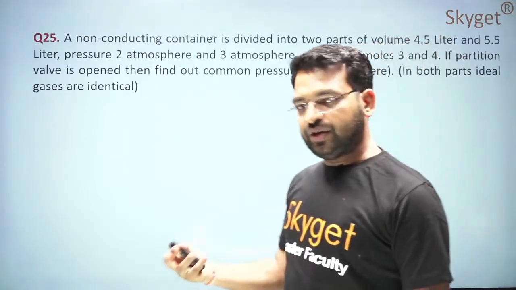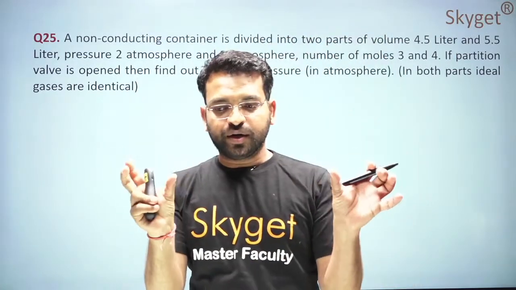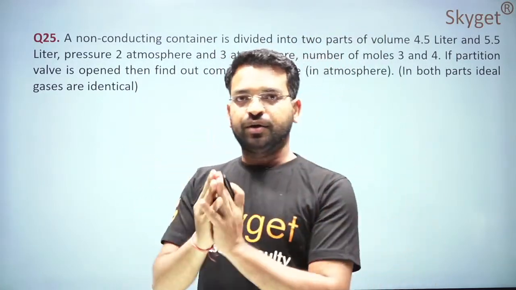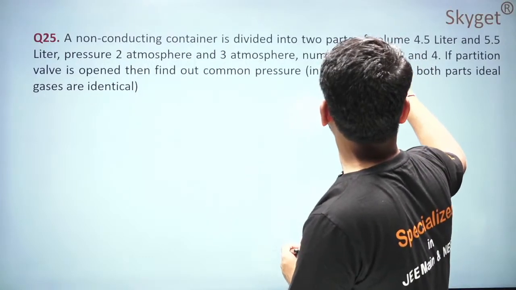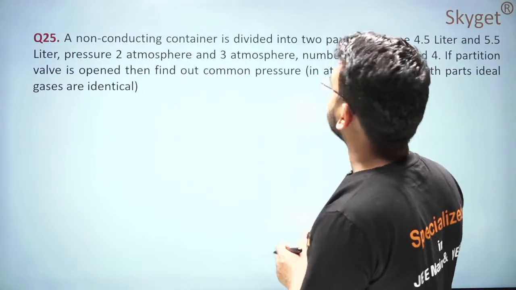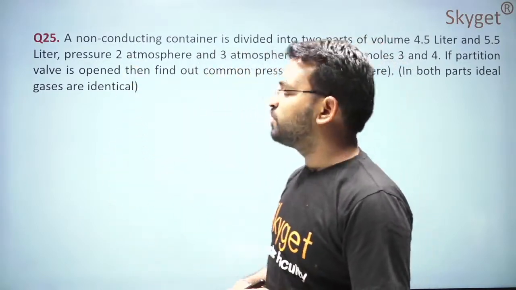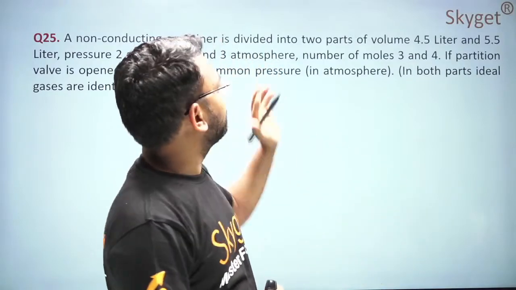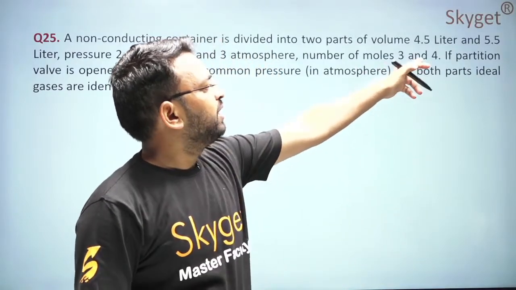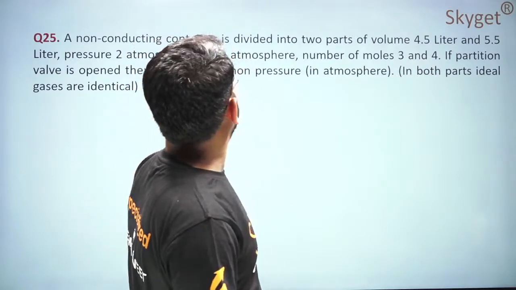Okay, now a very good question. A non-conducting container is divided. Okay, there are 2 non-conducting containers, container 1 and container 2. Let's see what the properties are. They have given 4.5 liter, and the second is 5.5 liter. In the first you have 2 atmospheric pressure. In the second you have how much pressure? 3 atmospheric pressure. The number of moles in the first is 3, and in the second is 2. If the partition valve is opened, then find the common pressure.